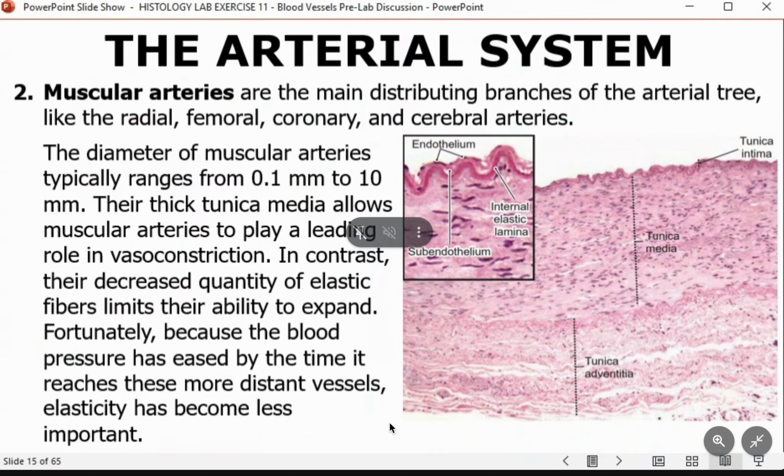The second type of artery is your muscular artery. They are the main distributing branches of the arterial tree, like the radial, femoral, coronary, and cerebral arteries. Their thick tunica media allows muscular arteries to play a leading role in vasoconstriction. In contrast, their decreased quantity of elastic fibers limits their ability to expand.